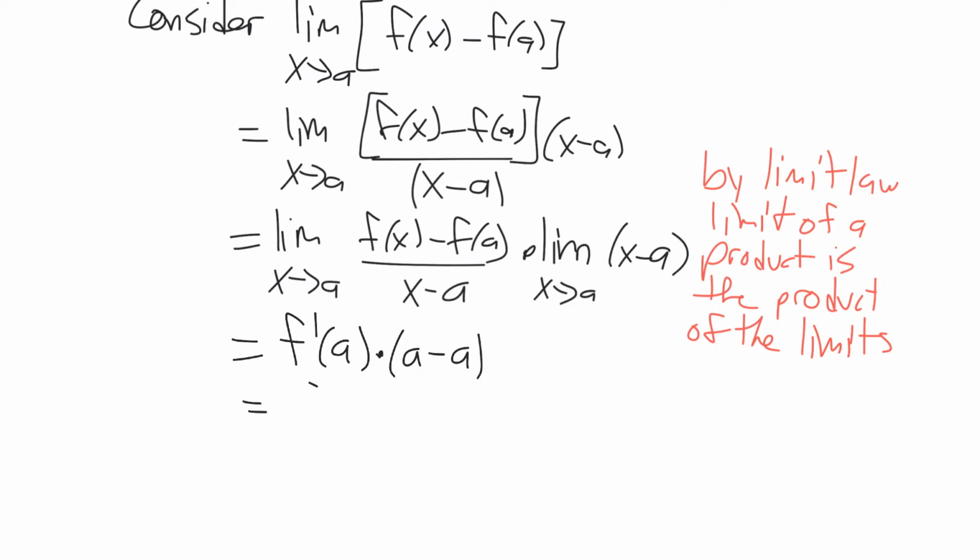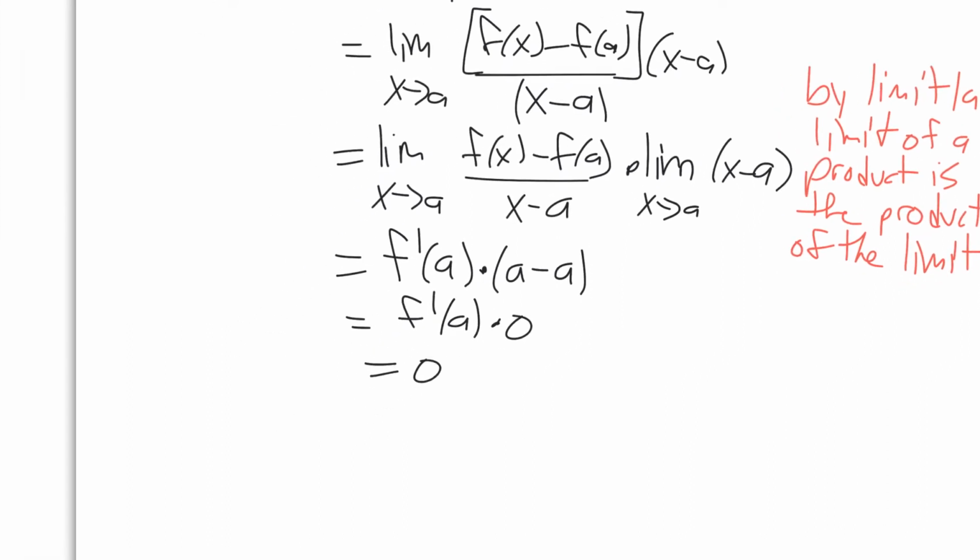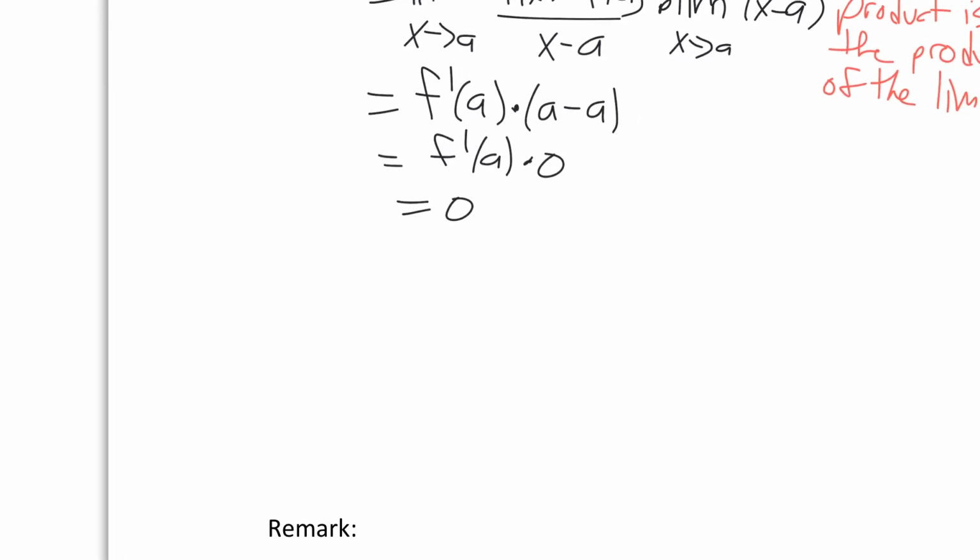Well, a minus a is 0, so we have f prime of a times 0, which is just 0, like we expected. All right, so we've shown that the first part is equal to 0. So now we're going to consider the limit as x approaches a of f of x, our original question. We want to plug this in, but again, you can't plug it in.